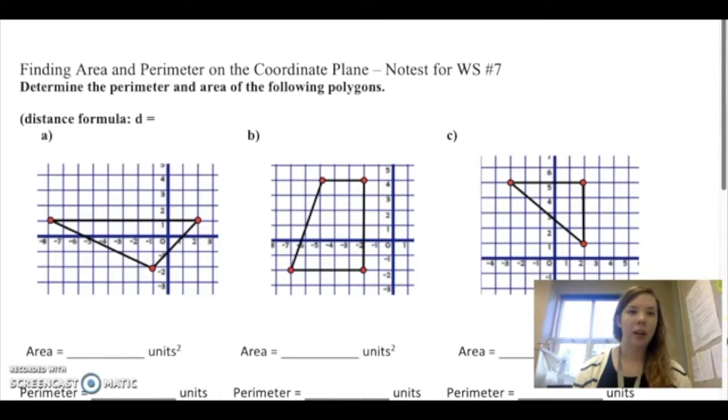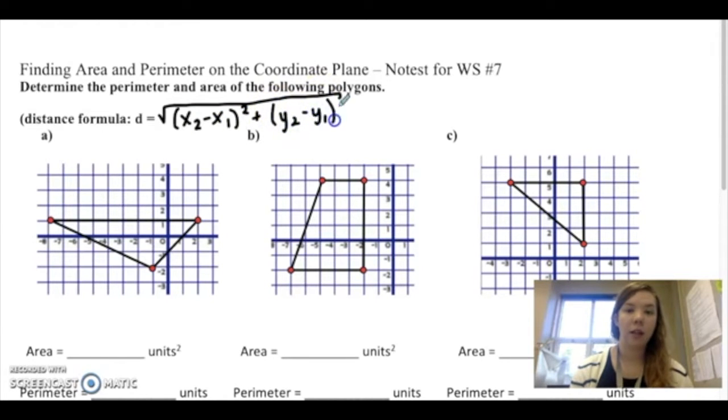All right, we're going to talk about finding area and perimeter on the coordinate plane. So we will need the distance formula, so we're going to go ahead and fill that in. You would subtract your x's and square it, and add that to the difference of your y's squared. Okay. So subtracting your coordinates, but adding their squares. All right, and then square root at the end.